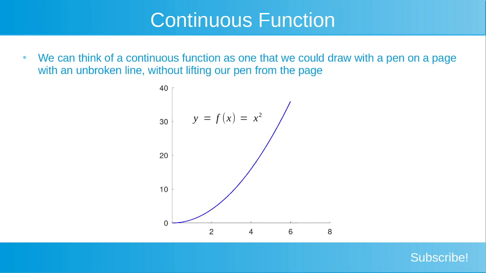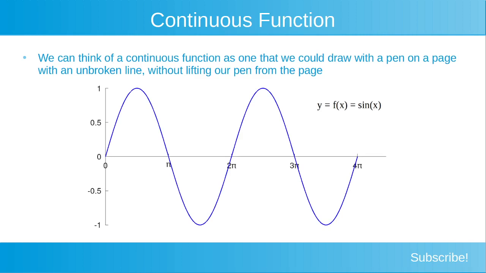This is also a continuous function. Here we have y is equal to f of x is equal to x squared. And this function is defined and plotted on the closed interval from 0 to 6. This is also a function which we could draw with an unbroken line.